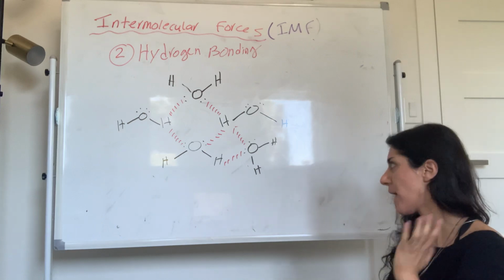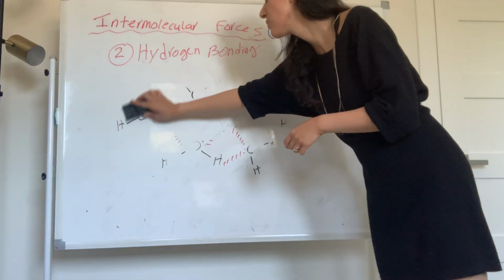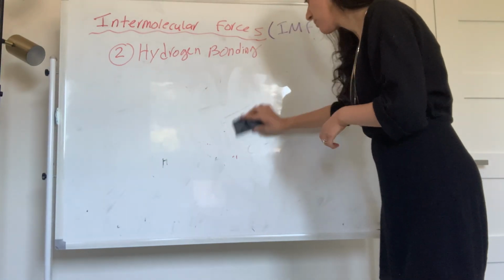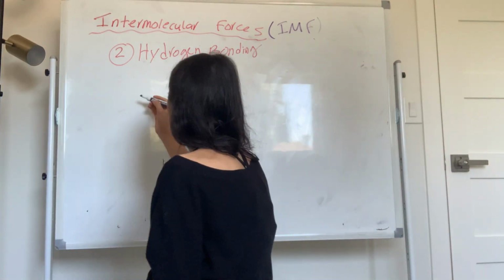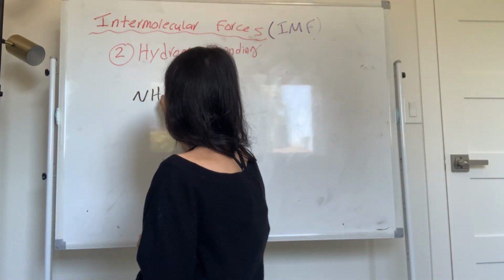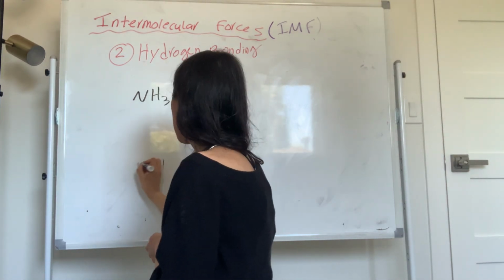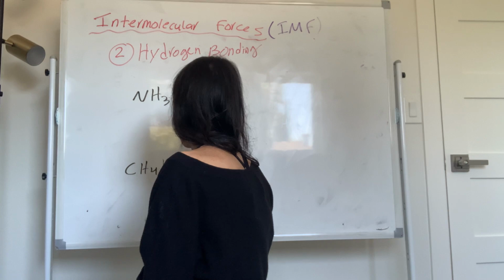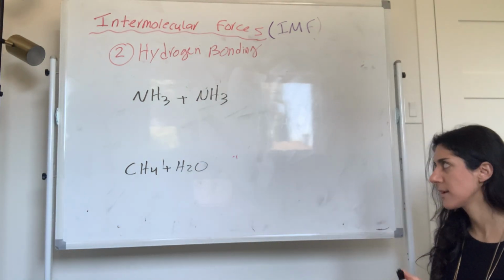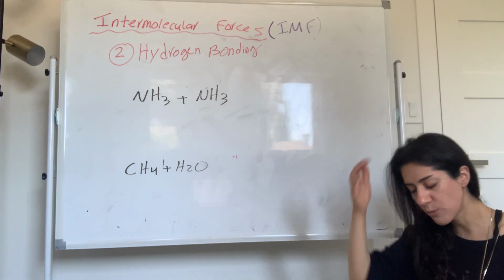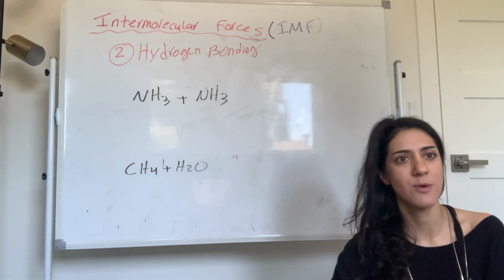Now, let's do a practice problem to make sure you really get hydrogen bonding down before we move on to the next one. Here is a practice problem. What if I have NH3 and NH3? Can they hydrogen bond together? And what if I have CH4 and H2O? Can they hydrogen bond together? What do you think? You can pause my video to work on this a little bit and then unpause me. Now here's a hint before you pause me.